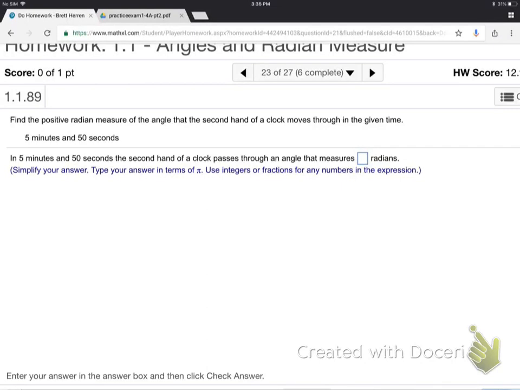Find the positive radian measure of the angle that the second hand of a clock moves through in the given time. So what we're talking about is a clock, like that clock up there on the wall. Look at that little red hand. That second hand is the one that marks off the seconds. It's ticking away the seconds.